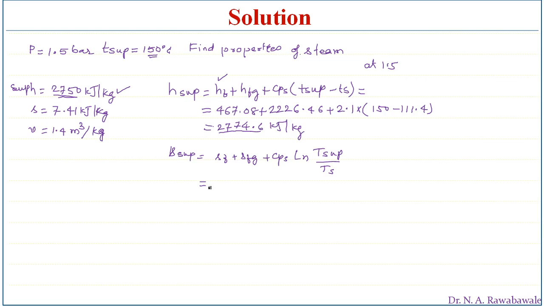Pressure of 1.5 bar, 1.433, 1.4339 plus 5.79 plus CPS is 2.1, natural log. Temperature of superheated steam is 150 degrees Celsius, but this must be in degree Kelvin, plus 273.